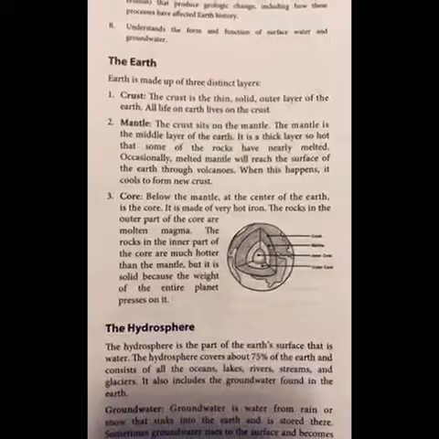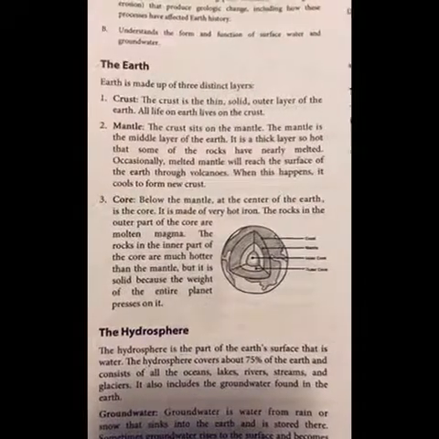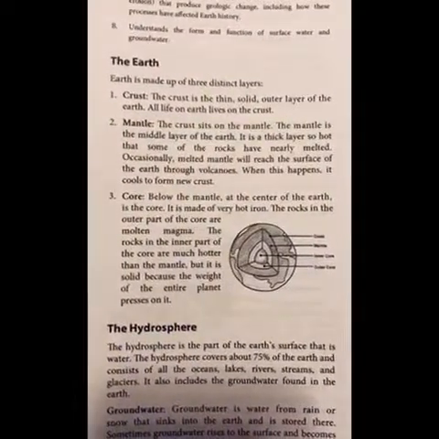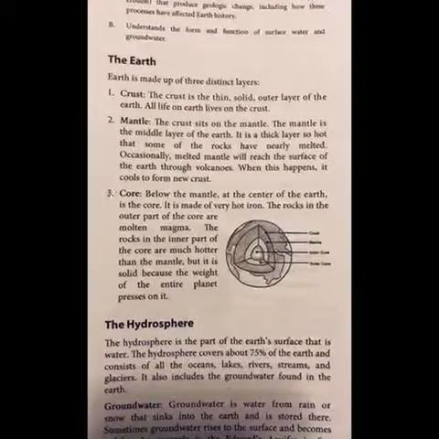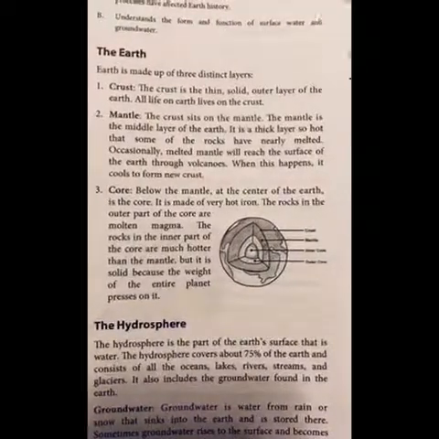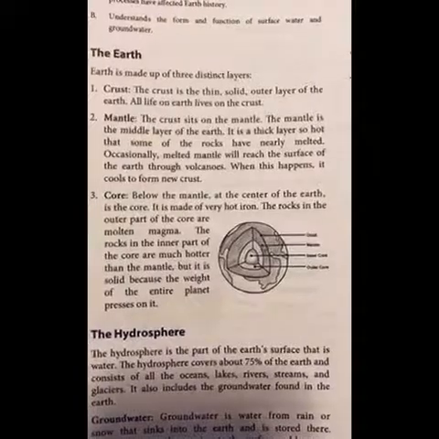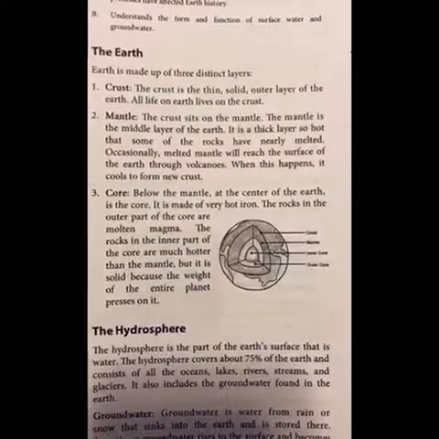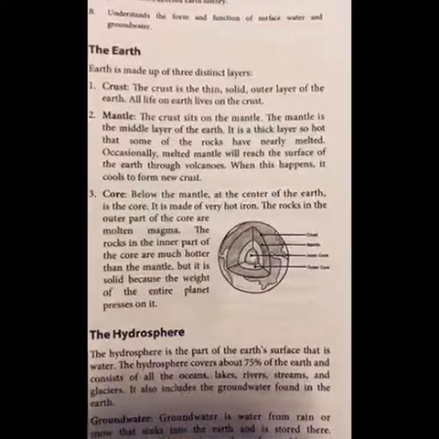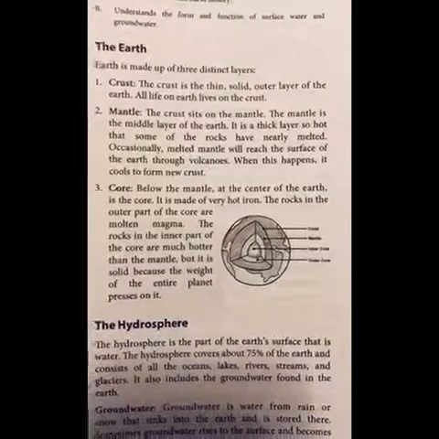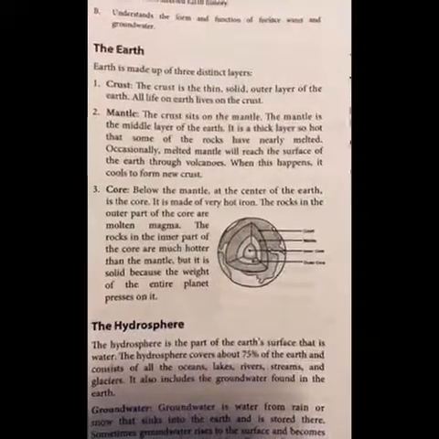The mantle. The crust sits on the mantle. The mantle is the middle layer of the Earth. It is a thick layer so hot that some of the rocks have nearly melted. So when filling out our little squares, you know that we'll put that it is hot and it is a liquid, it's melted, and it's a thick layer.